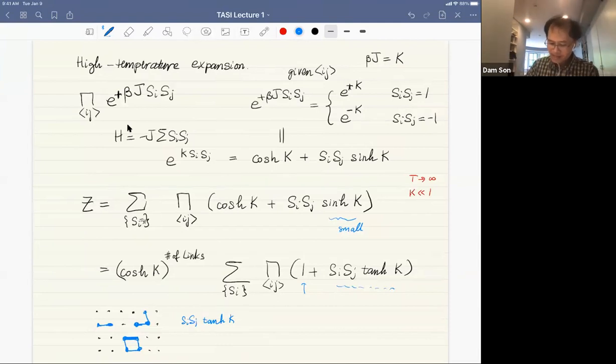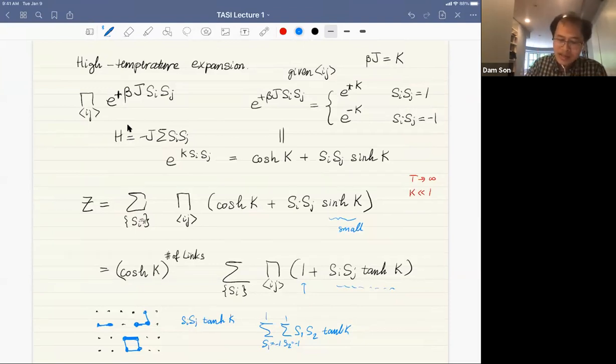Now, in the next step, I have to do this sum over s_i, where s_i runs over the values plus or minus one. I see right away that the contributions that survive will have to contain only closed curves. For example, if I just zoom in on this part of the diagram, I have say s_1 times s_2 tangent of k, but then I have to sum over s_1 running from minus one to one and s_2 running from minus one to one. And each of these sums already gives me zero.